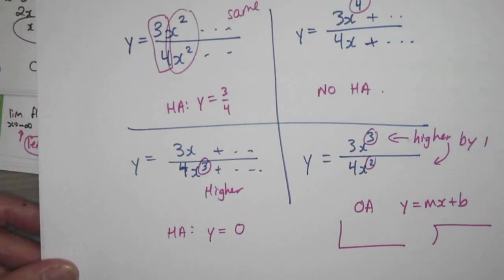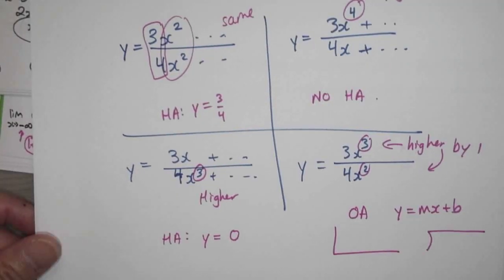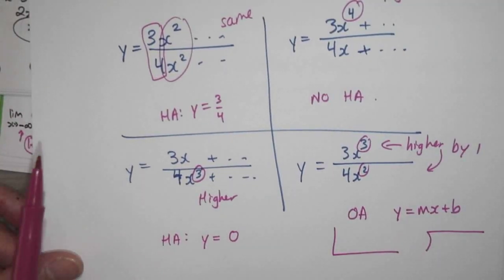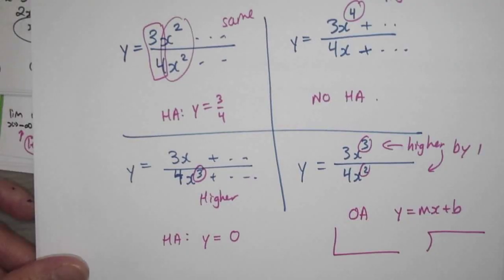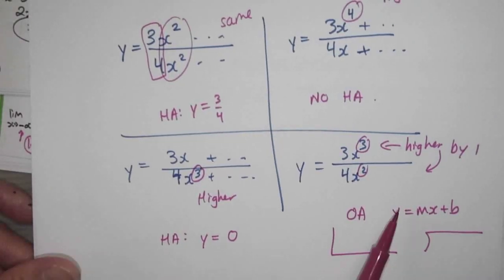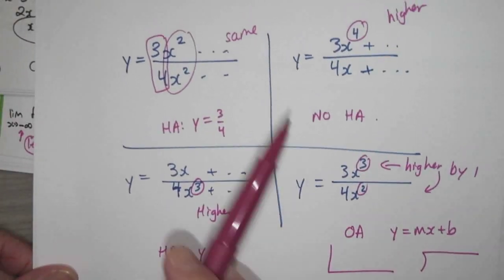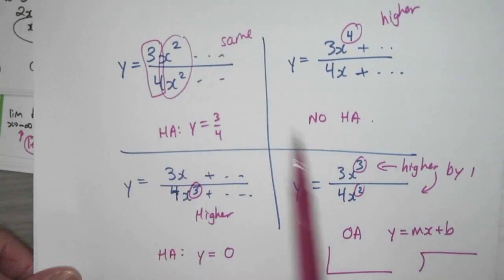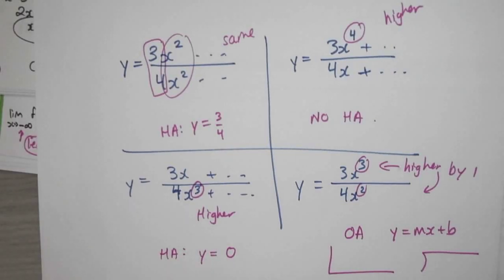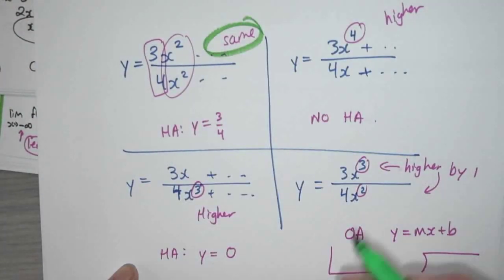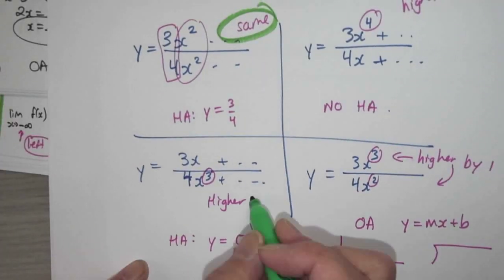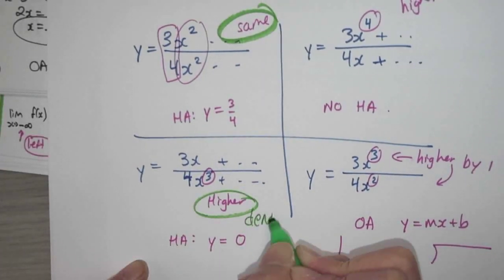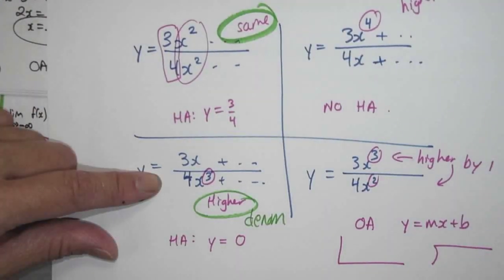Another question. With my 4 possibilities of my rational function, is it possible to have a horizontal and an oblique occurring at the same time? Can I have a function that has a horizontal and an oblique at the same time? Oblique is defined by higher by 1. Horizontal is same. So my horizontal comes from the same, or none, or higher in the denominator. Does that make sense?